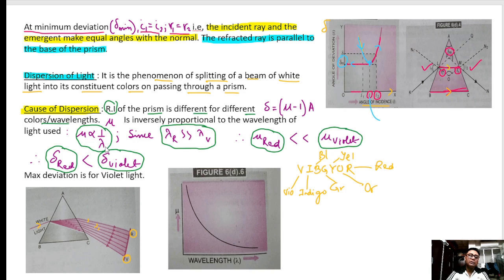So since the wavelength of red light is the maximum, its deviation will be the least, and the wavelength of violet is the minimum, so its deviation will be the maximum. So this is the cause of the deviation. As you can see, the refractive index is inversely proportional to the wavelength. This is the plot. As wavelength increases, the refractive index decreases. Clear?